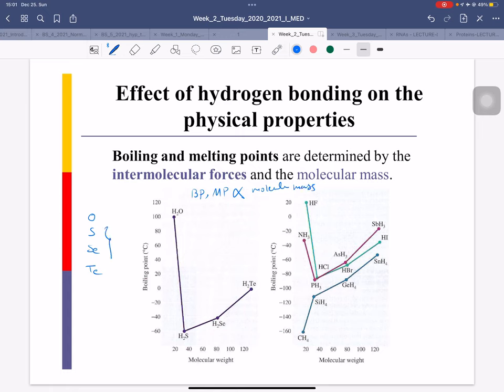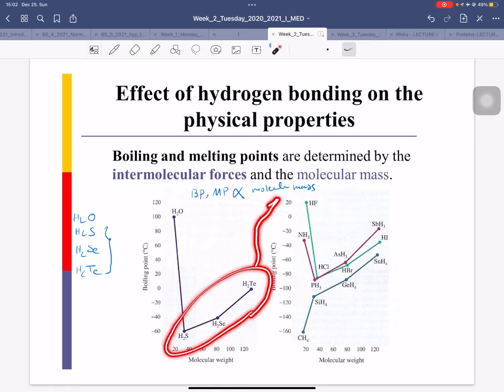For example, these three haven't hydrogen bond: H2S, H2Se, H2Te. Then from here, we can say they accept this rule, okay? But hydrogen bond has a higher priority compared to the molecular mass, mainly in oxygen. Because as you see here, water, because it has a hydrogen bond, has a boiling point much higher than all of these three.